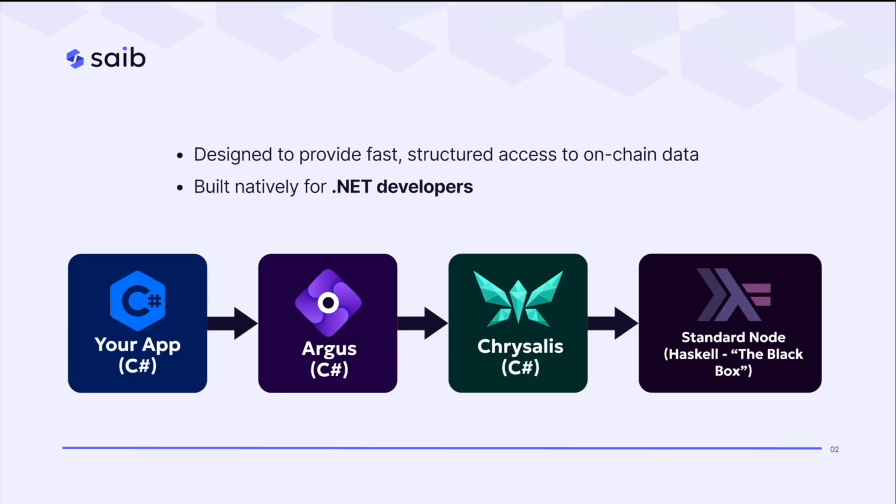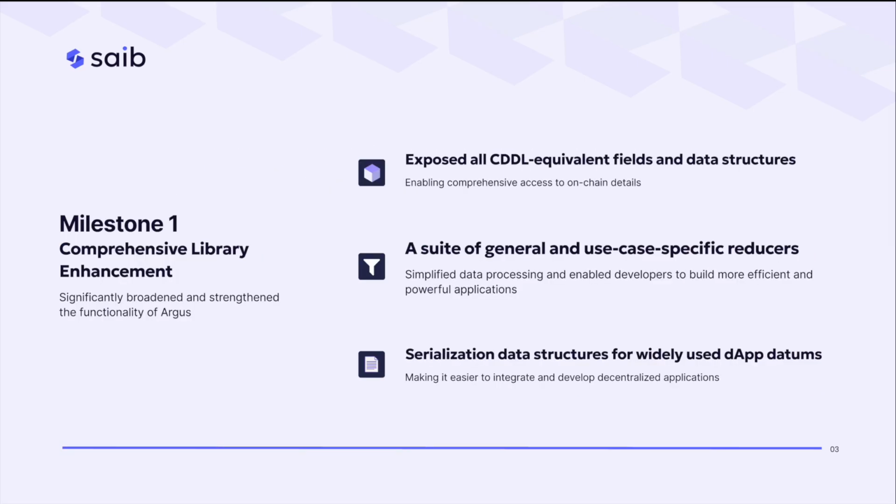Argus integrates into a .NET or C# project. Argus uses Chrysalis, a building block library that we created to work on .NET in Cardano, that receives and serializes Cardano block data. That data is then processed by Argus and stored in a database, providing fast, structured, and queryable access to on-chain information. Milestone 1 focused on establishing a strong foundation by expanding core functionality and improving overall reliability.